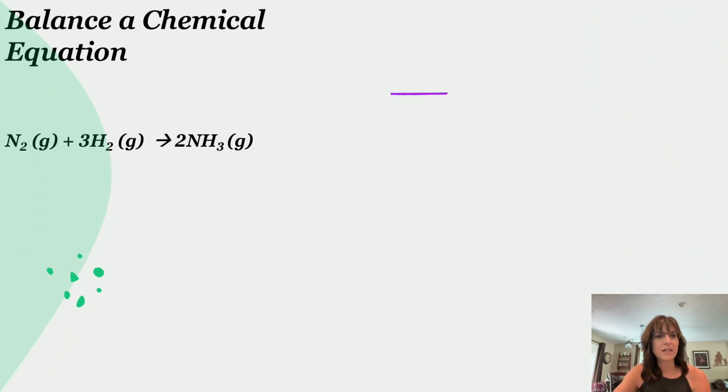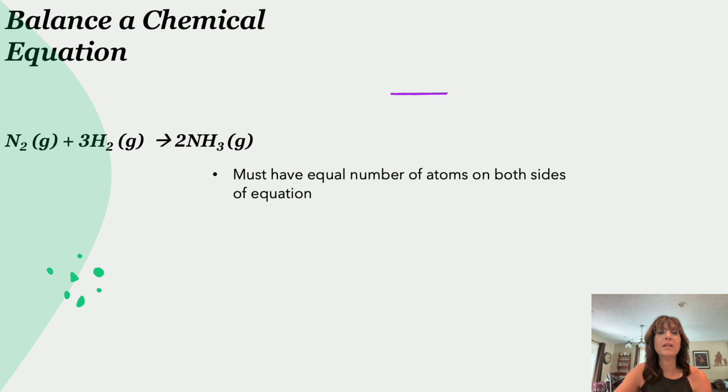So how do you balance an equation and why? Well, if you recall, the number of atoms on one side of an equation needs to equal the number of atoms on the other side of the equation. This is why we balance, to make sure we are following that law. You can only change the coefficient. You cannot change the subscripts. You can change how much you have, but you cannot change what you have.